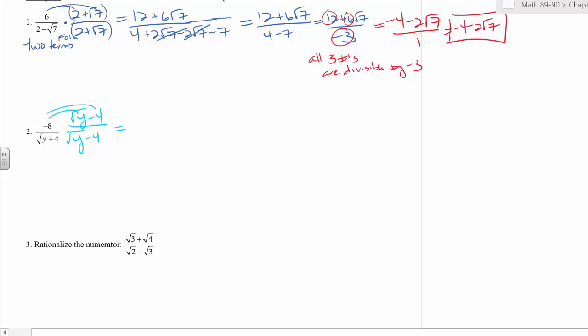On top, you're going to distribute. So we get -8 square root of y. -8 times -4 is +32. On bottom, we're going to FOIL.